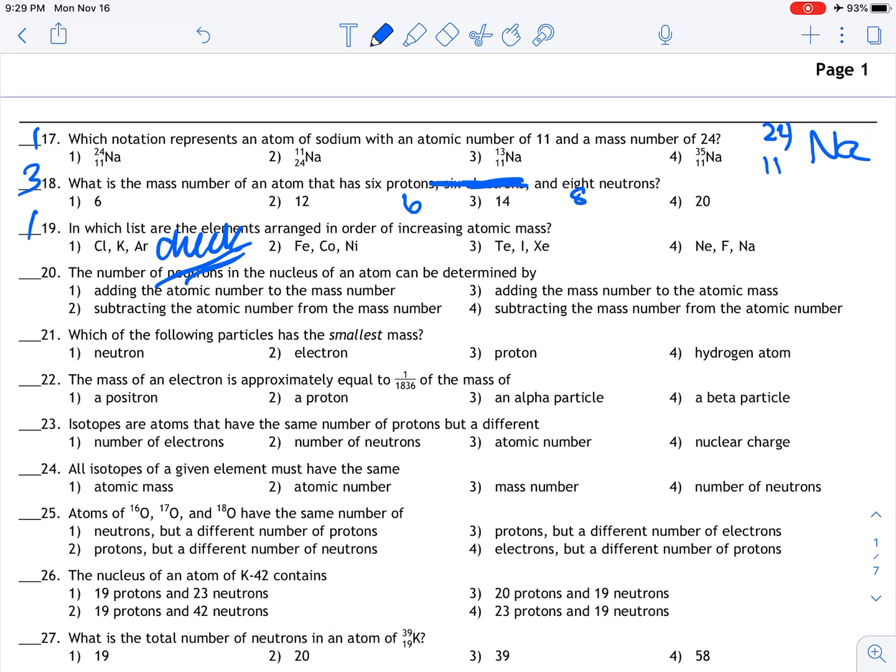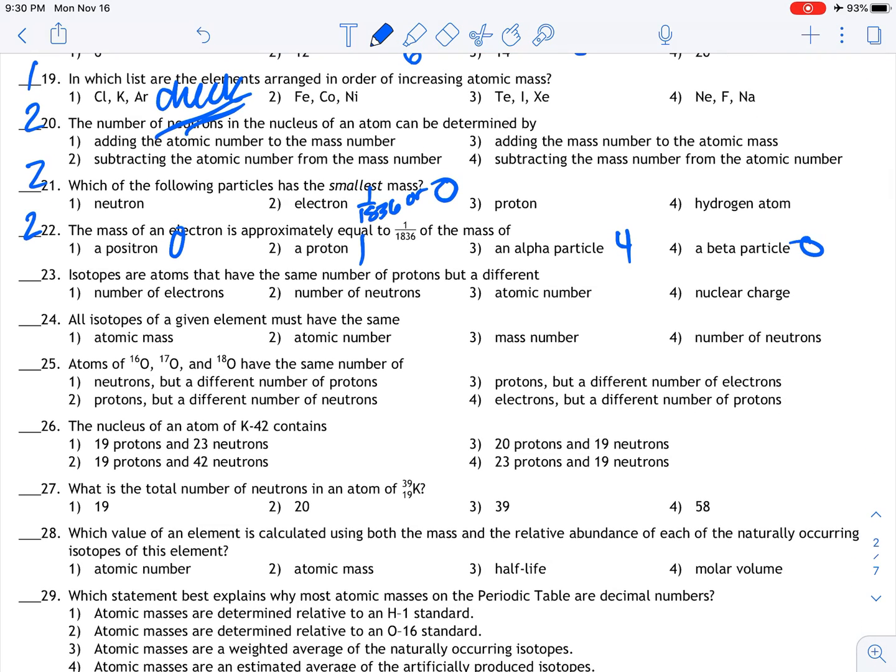The number of neutrons in the nucleus can be determined by, okay, so it's mass number minus protons. So subtracting atomic number from mass number. There we go. Which has the smallest mass? Electron, which is 1 over 1836, or essentially 0. The mass of an electron is approximately 1 over 1836, this has no mass, this is a mass of 4, this has no mass, this is a mass of 1. So that's our choice.